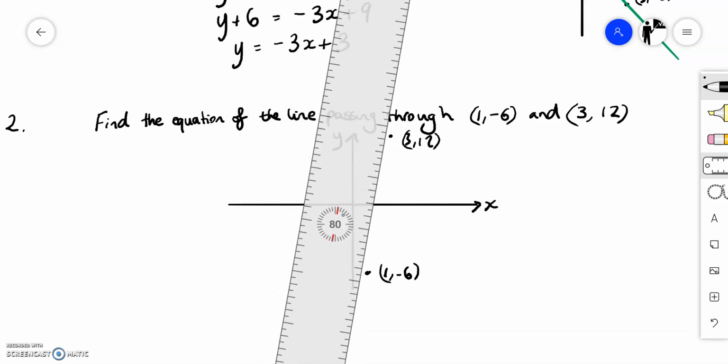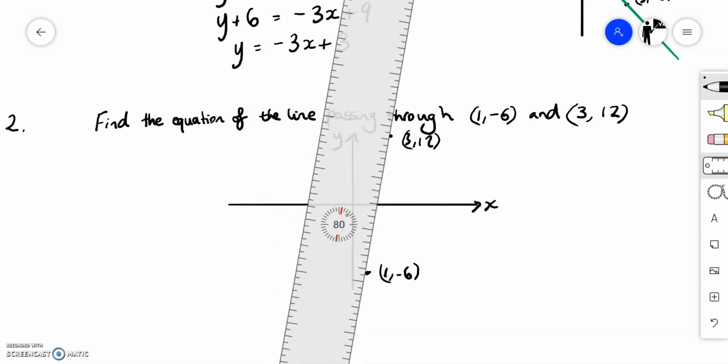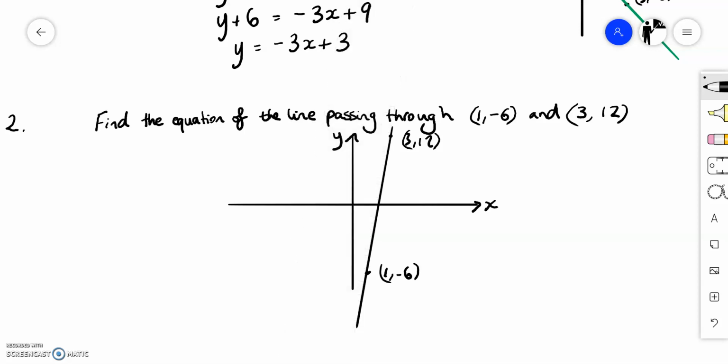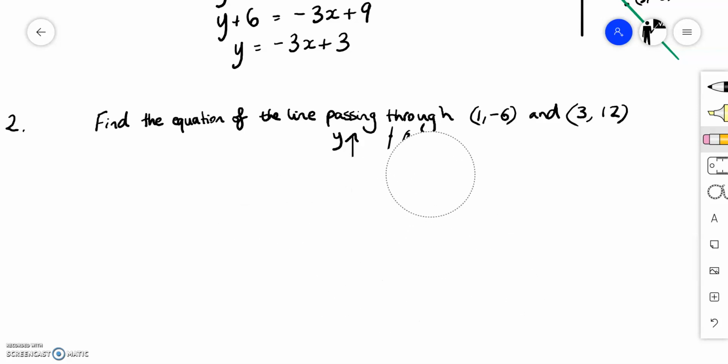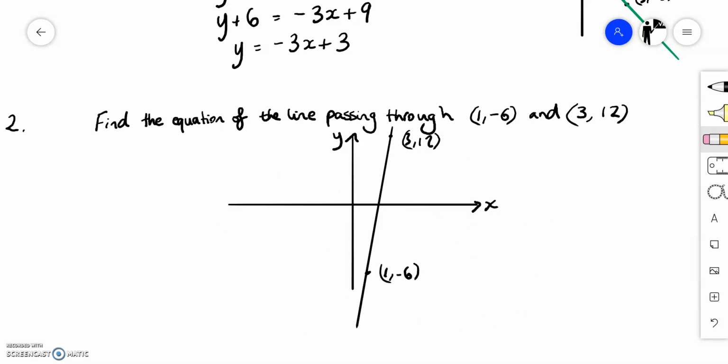So my goal is to work out the equation of the line that passes through those points. Hopefully you can see that I've got a positive gradient. So when I work out my gradient, I'm expecting that answer to be positive. I don't have a y-intercept, so I'm going to first work out the gradient. I'll just rub this out. Actually, I'll just move it to the side.